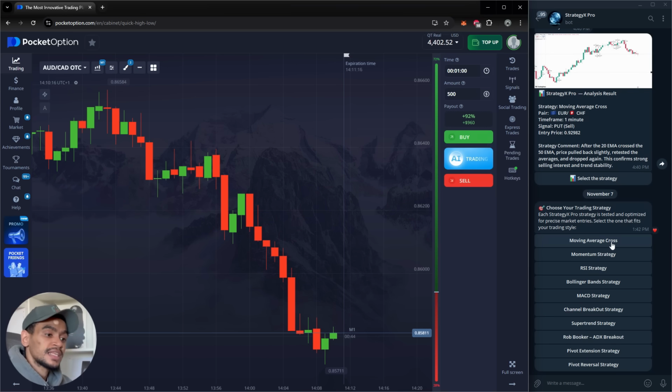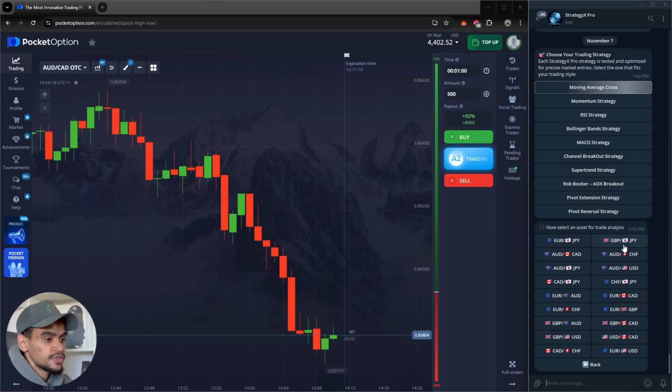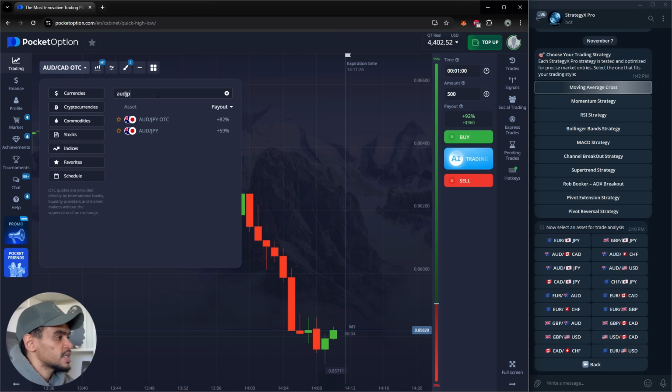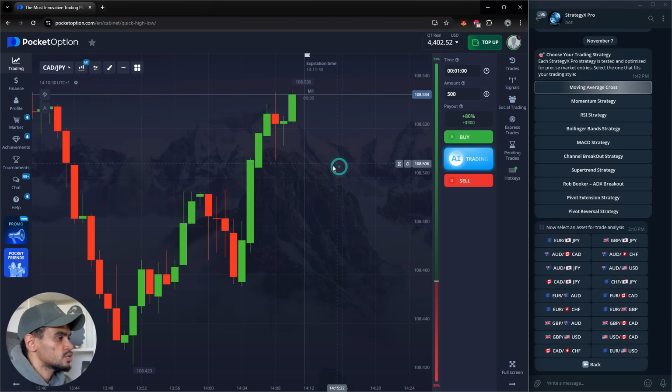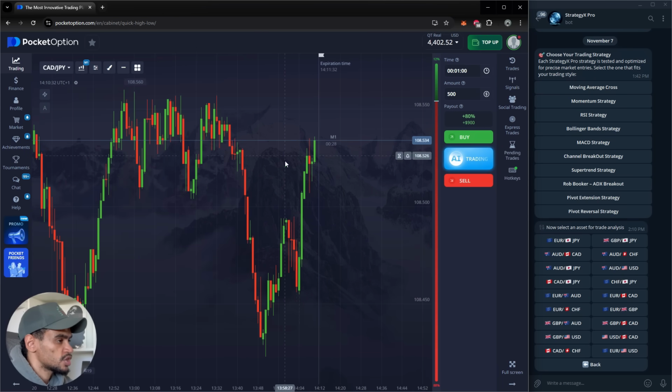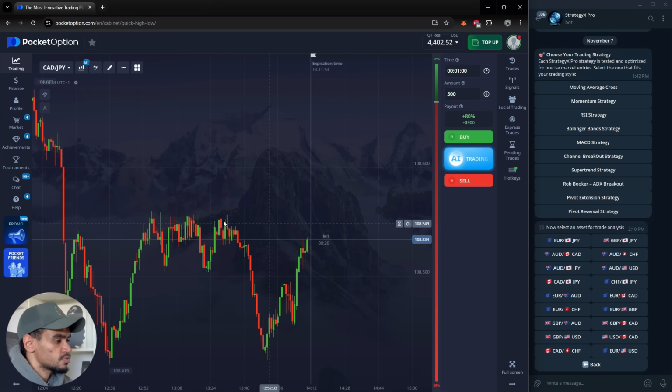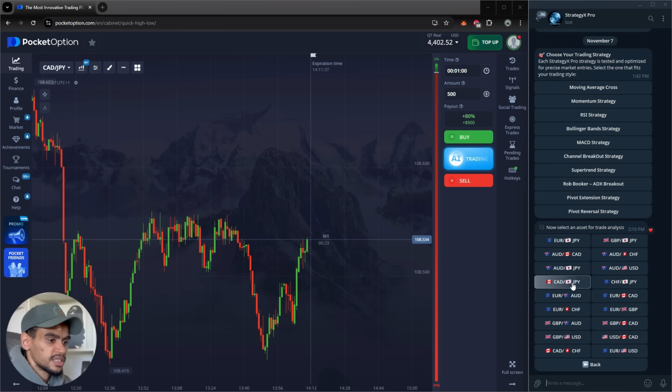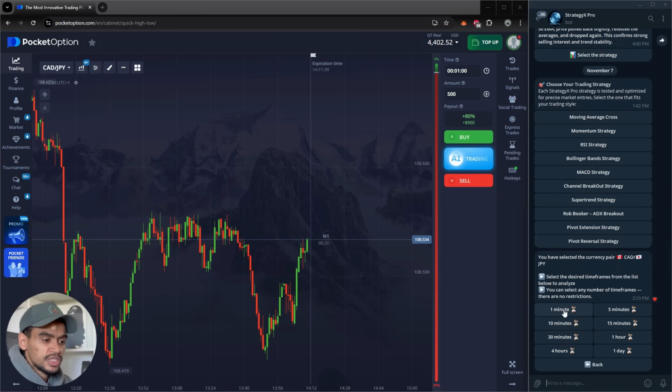For example, let's start with the moving average cross, right? We just need one above 80%. I always say, look for the asset with a good payout and a somewhat stable situation. And this is once again a really tough market. So let's try it. Canadian, Japanese yen. We're going to select 1 minute.